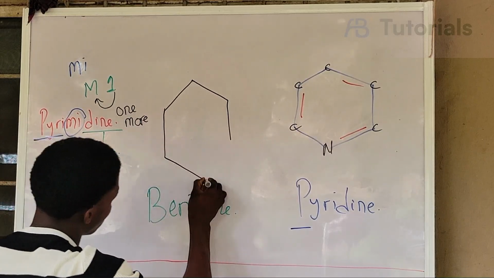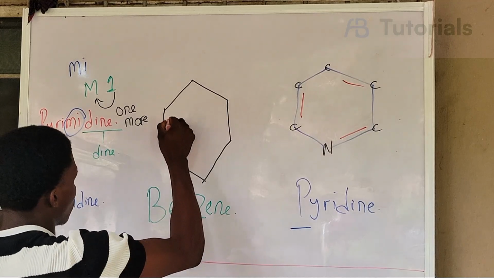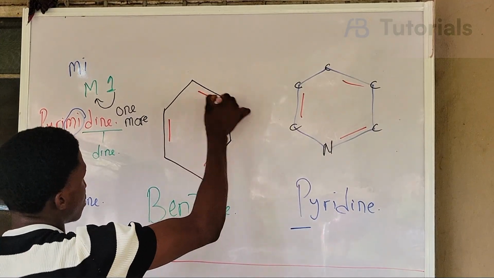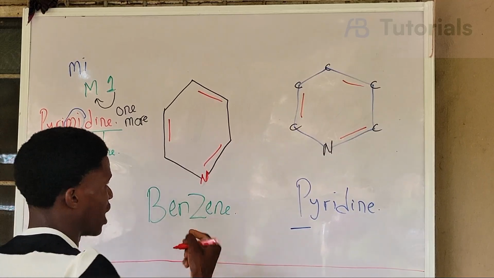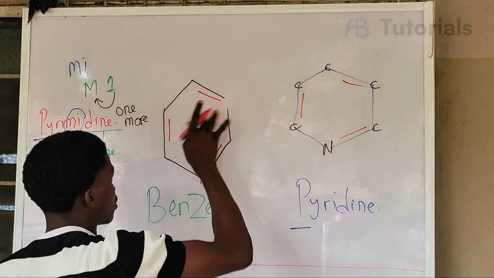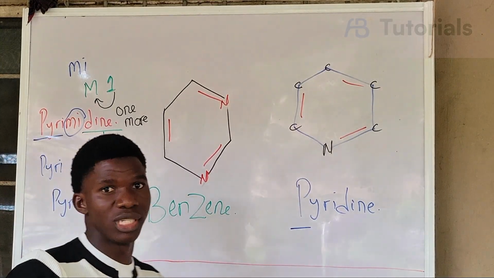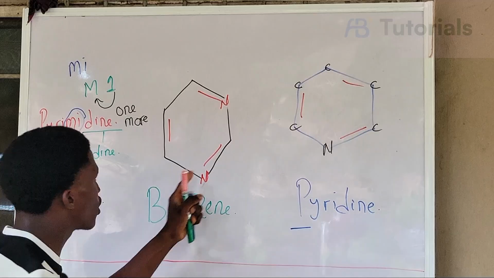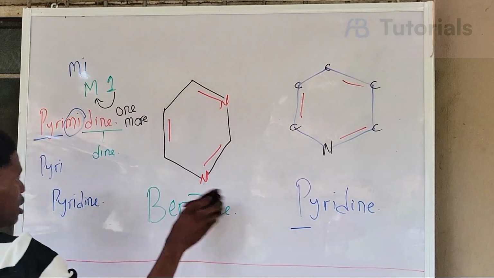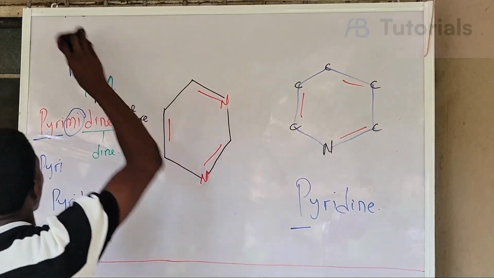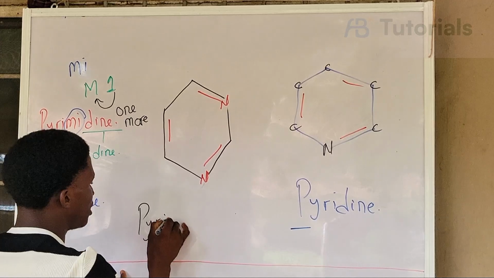So we have this. Don't forget, we have one nitrogen here. So we have to add one more nitrogen to it. So I can put the nitrogen here. So this is our pyrimidine. But now the question is, how do I know where to put the nitrogen? Are you with me? So this is not benzene anymore. You notice that your pyridine and your pyrimidine look alike. So this is pyrimidine.